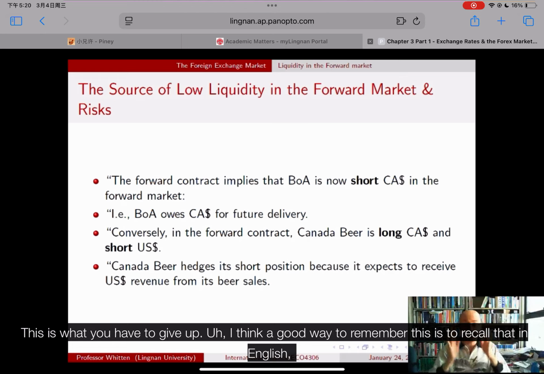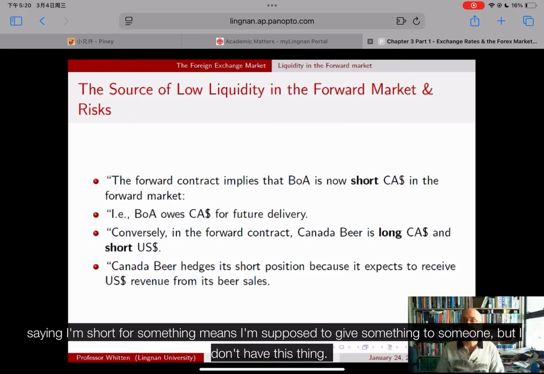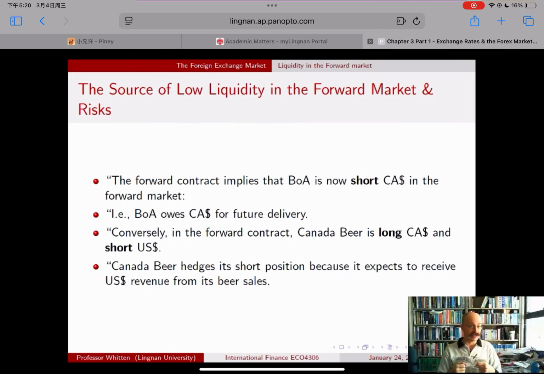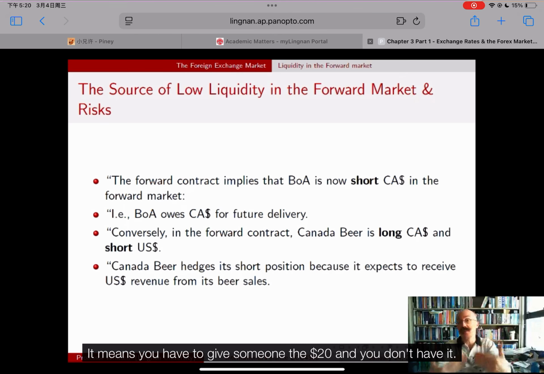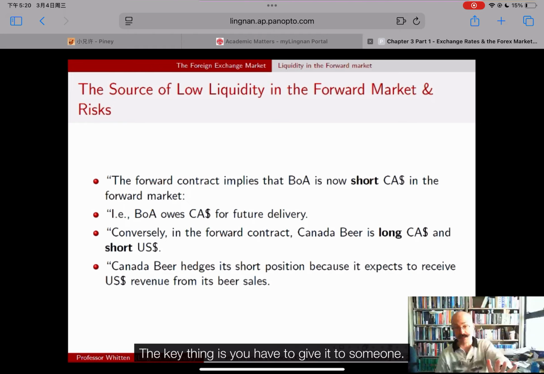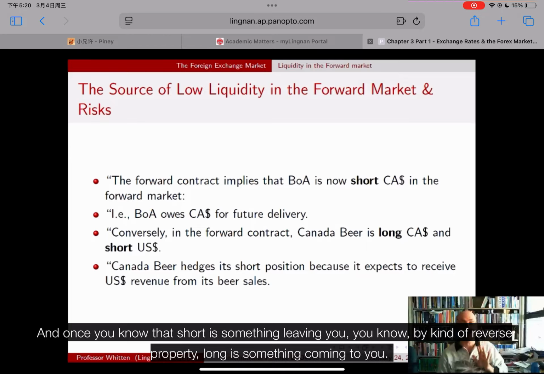I think a good way to remember this is to recall that in English, saying I'm short for something means I'm supposed to give something to someone, but I don't have this thing. So when you remember the use of short in that context, I'm short $20, it means you have to give someone the $20 and you don't have it. The key thing is you have to give it to someone. And once you know that short is something leaving you, you know by reverse property, long is something coming to you.